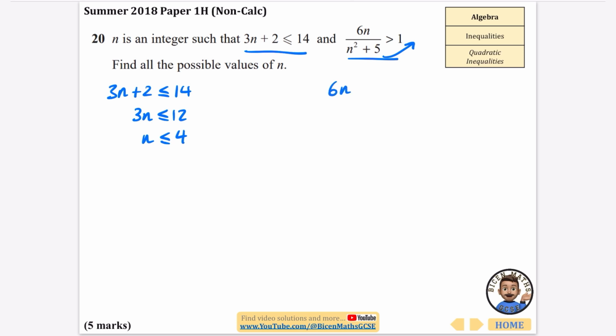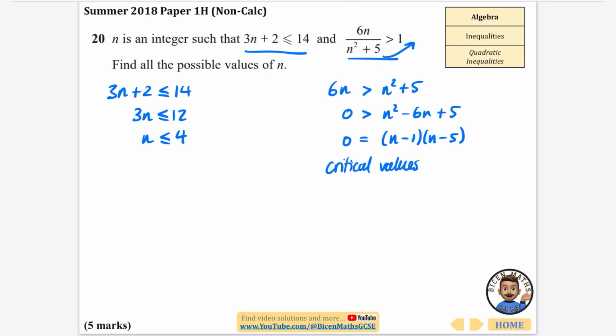That gives us that 6n is greater than 1 multiplied by n squared plus 5, which is just n squared plus 5. So we're going to still make it look like a quadratic. So we're going to have our n squared minus 6n plus 5, and we're going to find our critical values of it being equal to. So if it was going to be equal to 0, I need to think of two things that multiply to 5, but add to minus 6. So I think those things are going to have to be a minus 1 and a minus 5, because they will still add to minus 6. So the critical values are going to be, from the first bracket, 1, and from the second bracket, 5.